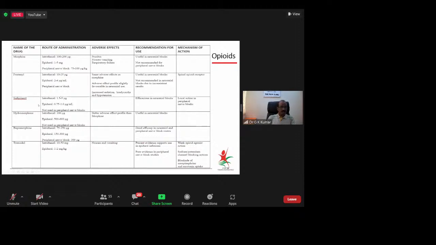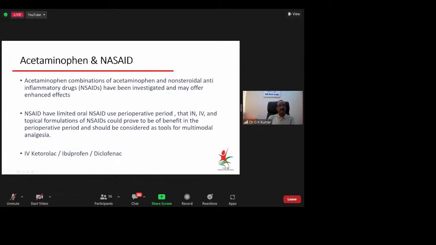Fentanyl is not widely available in our part, and buprenorphine is not at all used nowadays because of the side effects. Now the only way we are using is the transdermal patches, and tramadol is also not much encouraging when compared with the IV route. The epidural is also a little bit comparable with the IV route only, but still widely used.